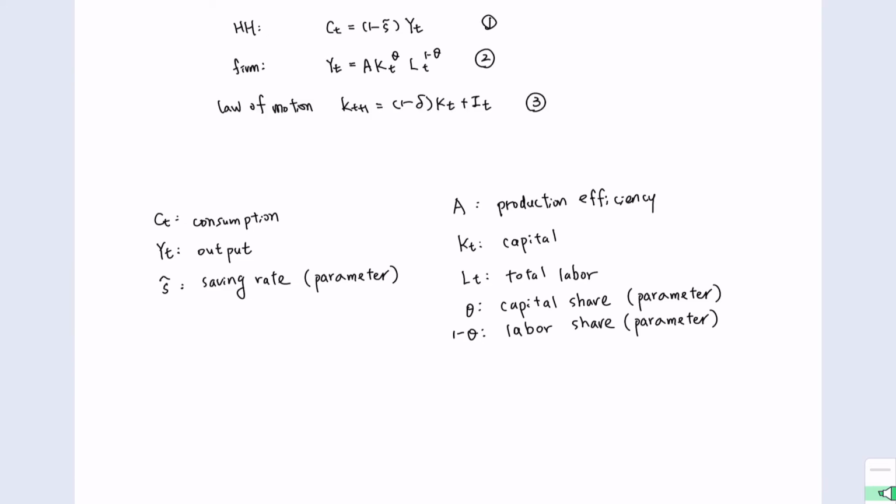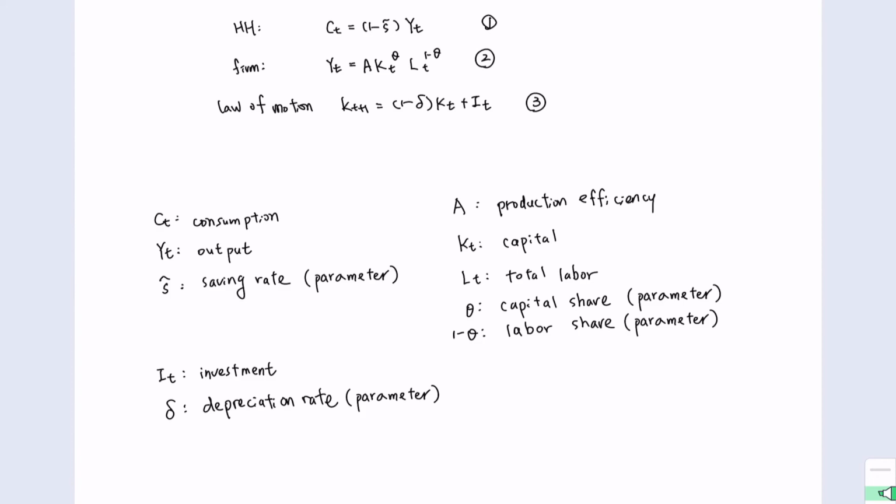Once we are given that the firm adopts this production technology, we have an equation to characterize how the capital stock evolves over time, which we assume follows the law of motion. As we learned before, the law of motion tells us the capital stock next period equals the amount of capital after depreciation from the previous period plus the investment. In this equation, delta means the depreciation rate, which is a parameter, and I_t is the investment made.